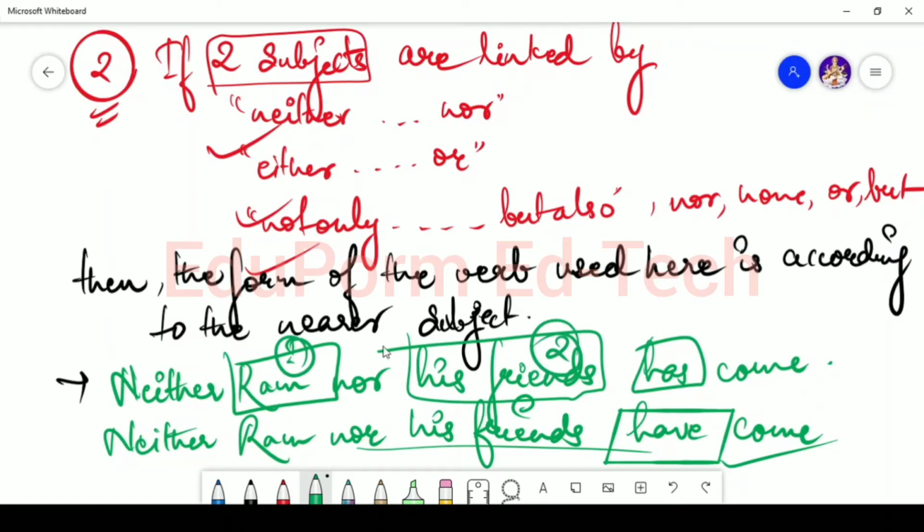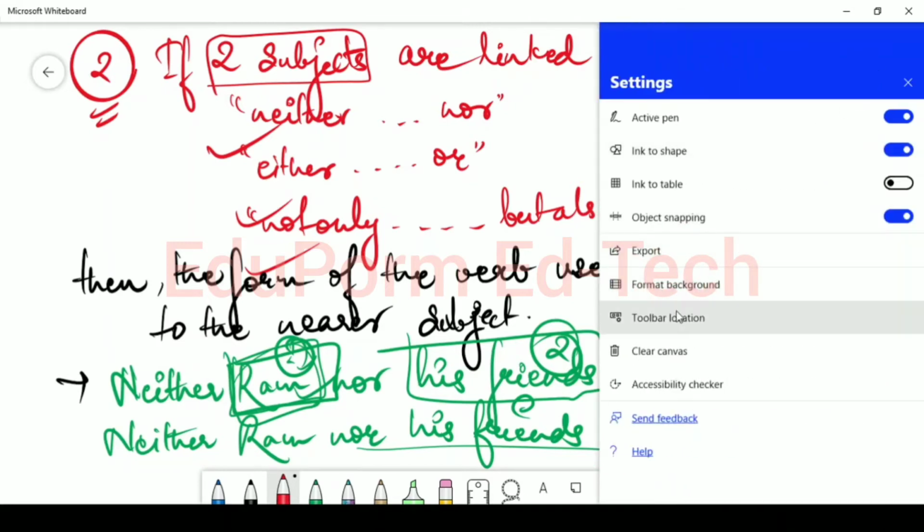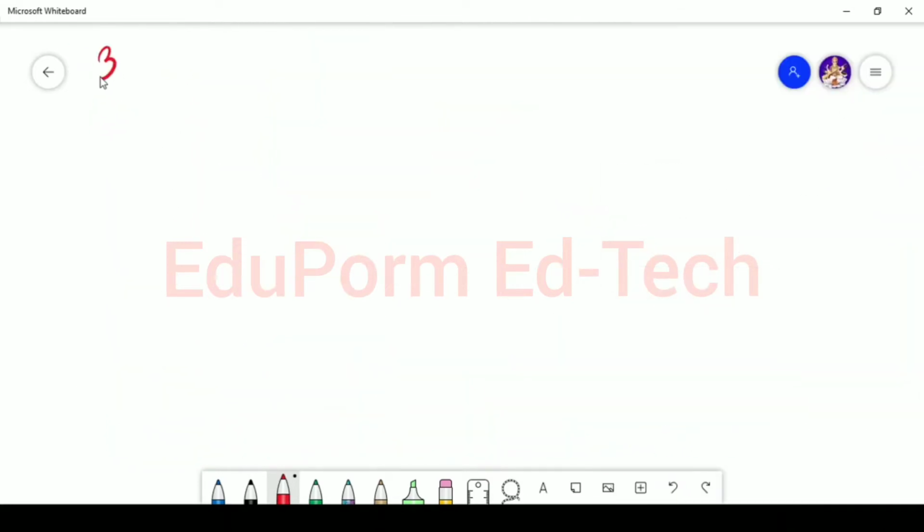There are two subjects given here, one subject and this is the second subject. So out of these two, which one of them is the nearer subject? The nearer subject is the first one, that is Ram. So the form of the verb used here will be according to the nearer subject, that is Ram, the first subject. Okay, so it will be neither Ram nor his friends have come. So this is the correct one, while this is the wrong form. Okay, now let's talk about the third one.